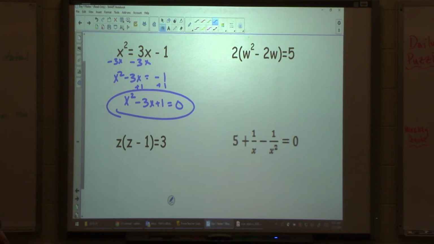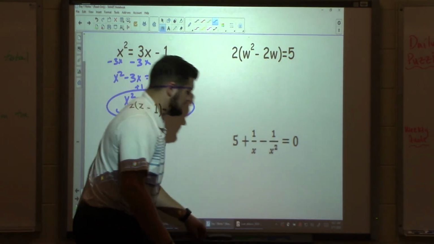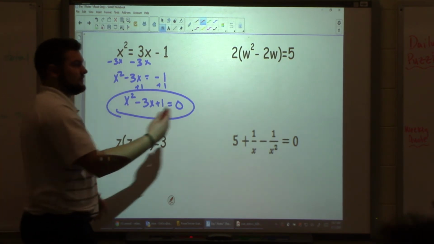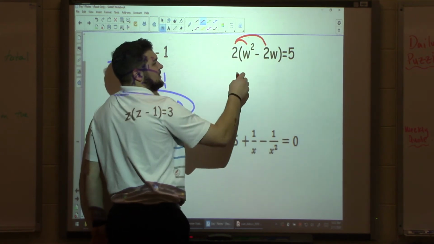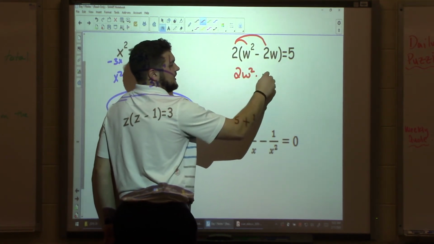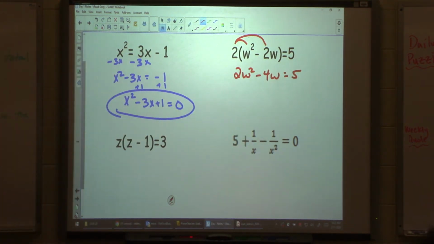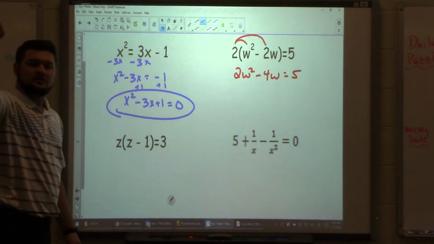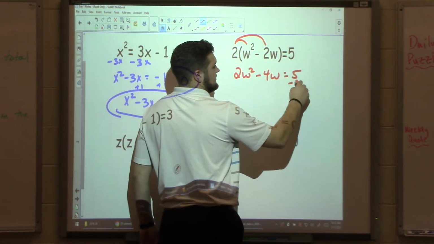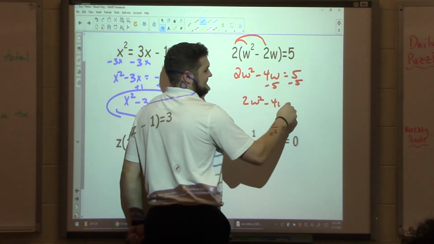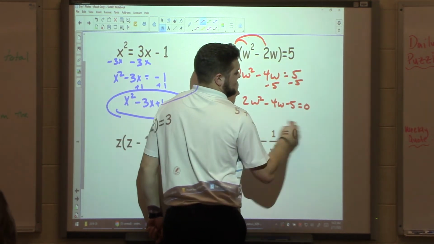Alright. Next one. Someone tell me how I can do that one. Not FOIL, but distribute. Good. Thank you for using vocab words. Distribute. Put the thing in the thing. 2w squared minus 4w equals 5. Well, once I've distributed, how do I get it equal to 0? Subtract 5. You could do it the other way, but it would look weird, and you still wouldn't have it equal to 0.